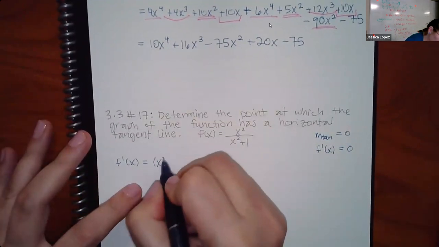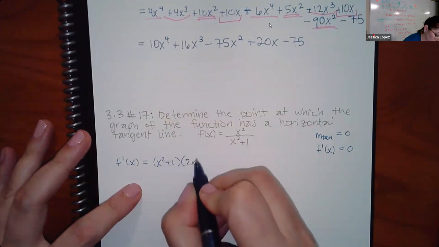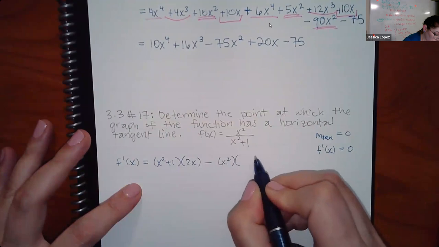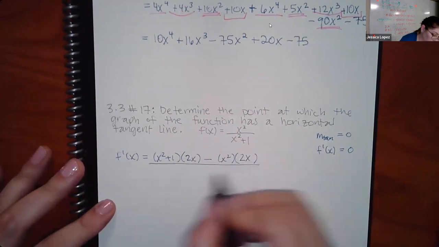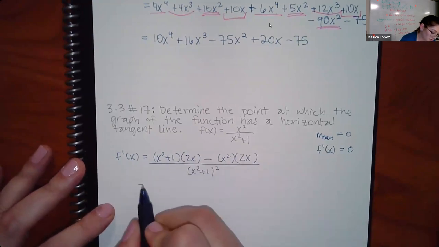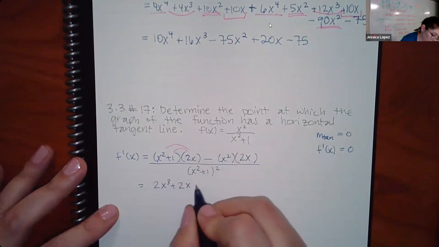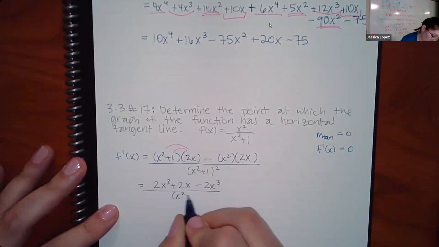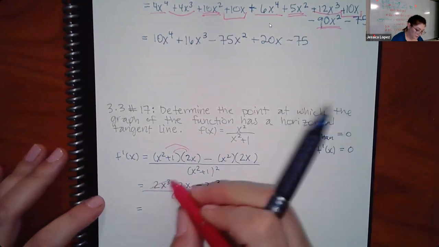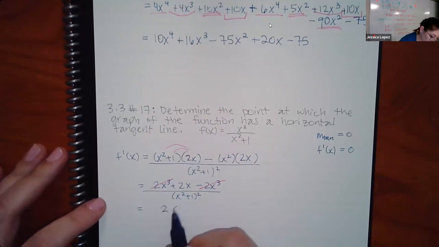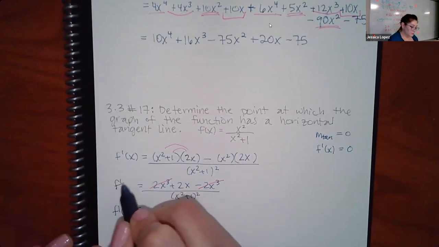So I'm gonna do low d high. What's the derivative of the top? 2x, minus high d low. What is the derivative of the bottom? Zero, because the 1 goes to 0. All over low squared. I'm going to simplify that as much as I can. And these actually cancel, don't they? 2x cubed minus 2x cubed. So I have my first derivative, but I'm not done with the problem.